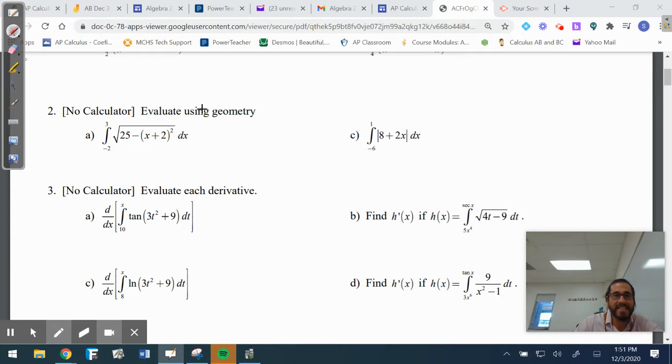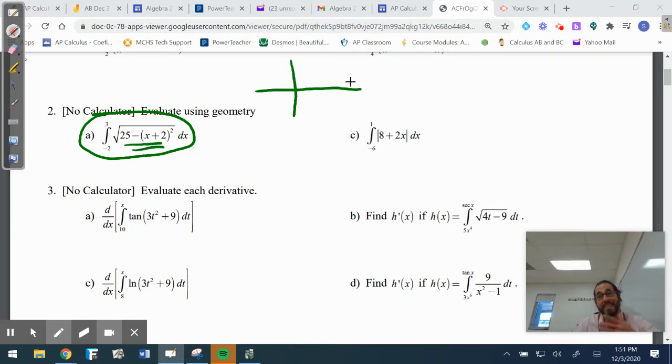All right, these next guys, evaluate using geometry. Whoa, how the heck do I do that using geometry? Well, hopefully we recognize that that is that semicircle guy. All right, remember, if not, you got to solve for y. You got to go y equals, and you got to square both sides and all that stuff. But if I remember that's a semicircle, it's going to be centered at -2, 0, and it's going to have a radius of 5.